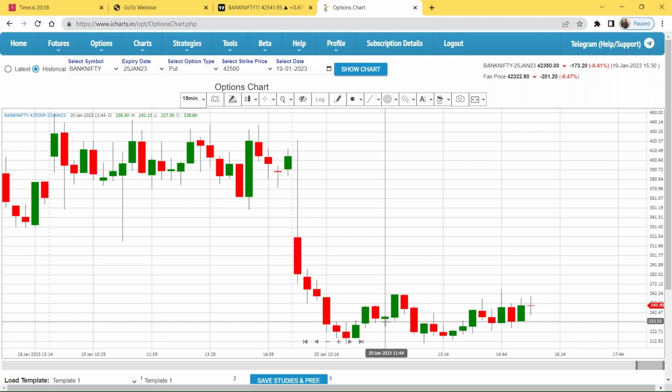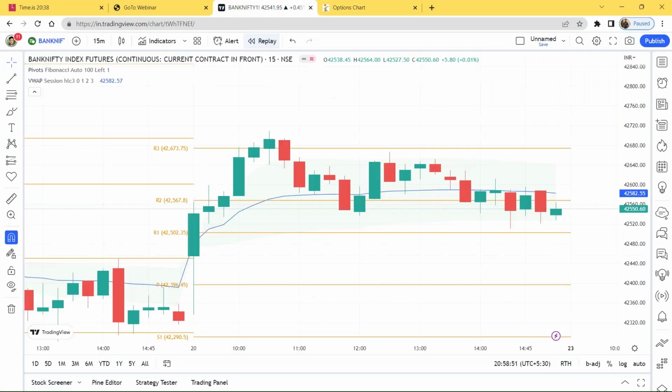Because in options, everything, whether it is stop loss or target, would be 50% of futures. Like suppose in futures you have a stop loss of 200 points. So in options, the stop loss would be 100 points. Suppose the target in futures is 400 points. So half of that, that is 200 points, would be the target in options.